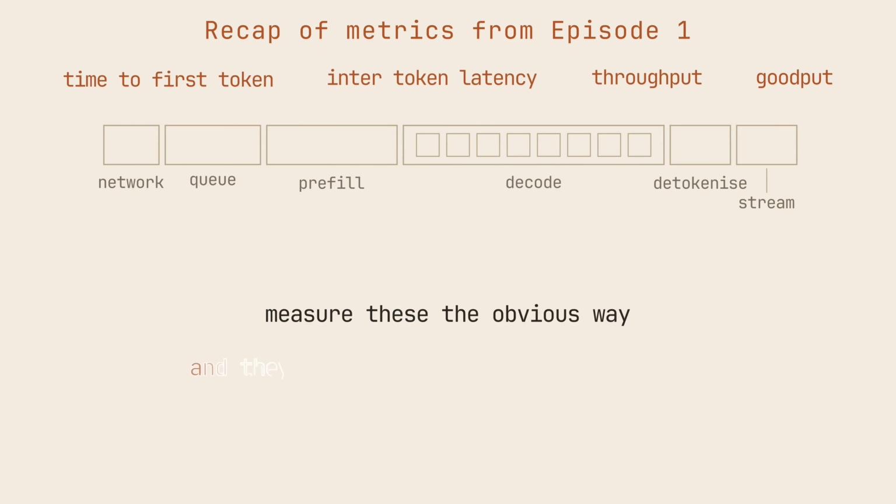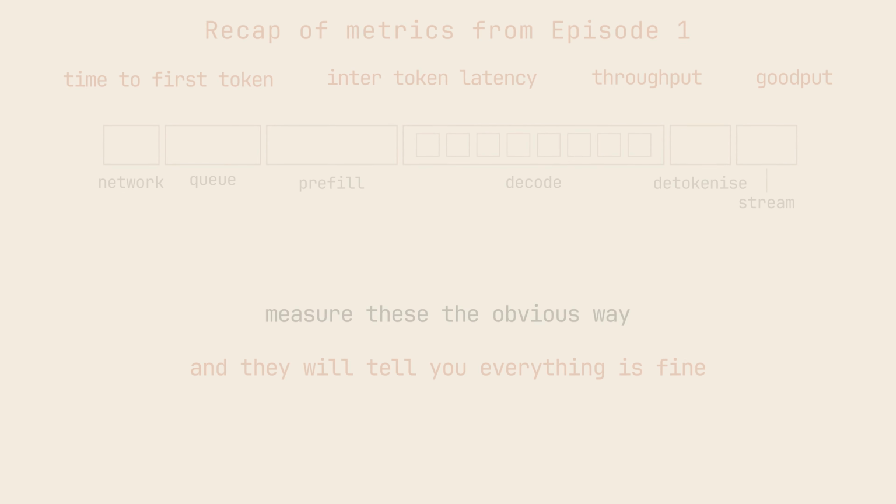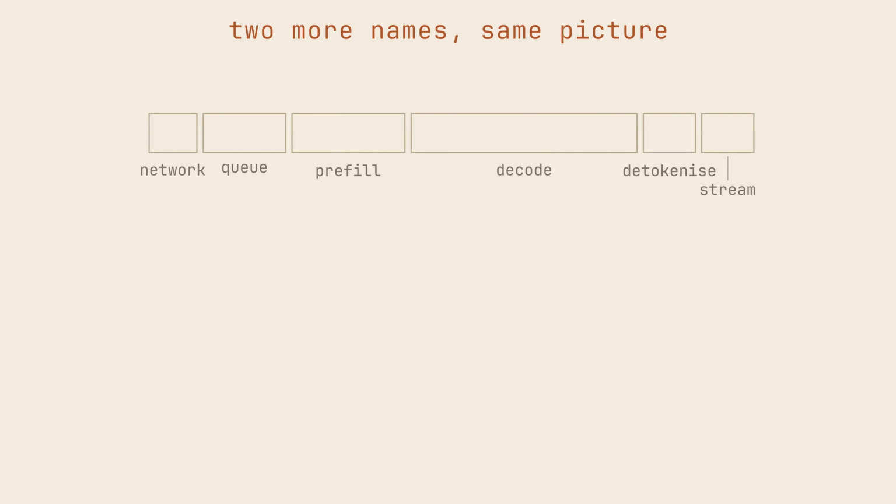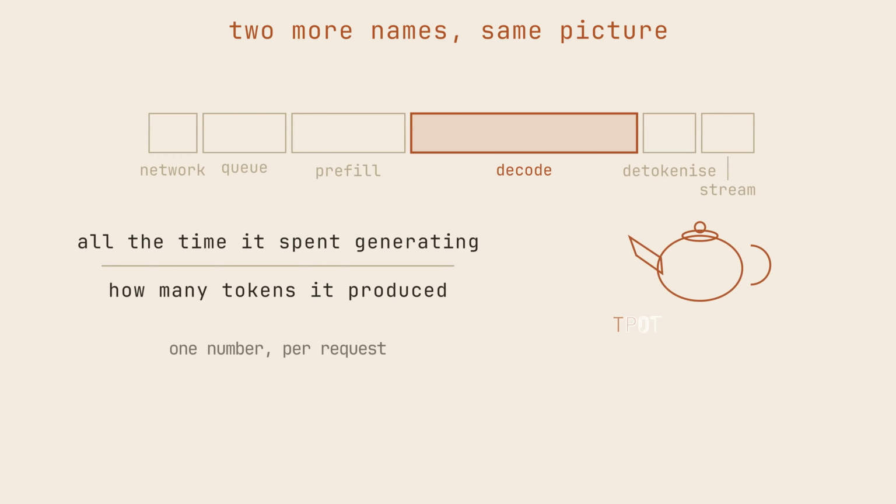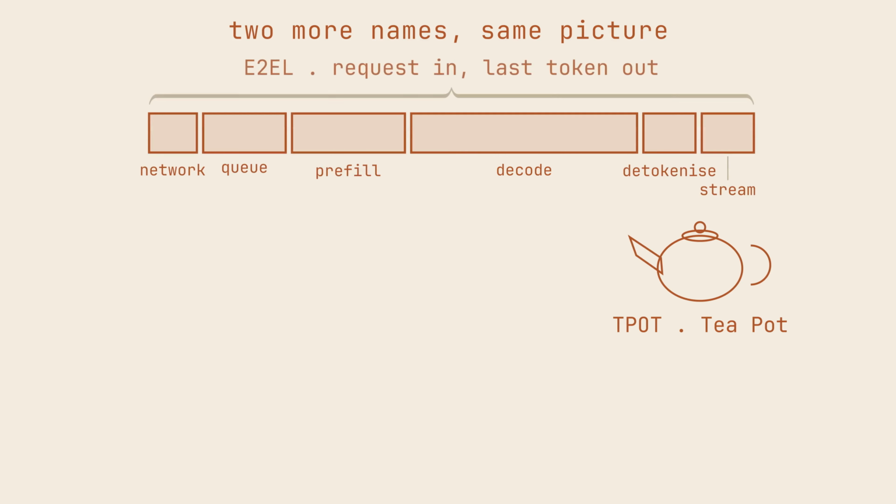Today is a different problem because measuring those 4 the obvious way will tell you everything is fine while your users might be leaving or complaining. So let's put 2 more names onto that same picture, the 2 that episode 1 didn't cover. The first is TPOT, time per output token. You take one request, take all the time it spent generating, and divide that by how many tokens it produced, one number per request. The second is E2EL, end-to-end latency, the whole thing from your request arriving to your last token leaving.